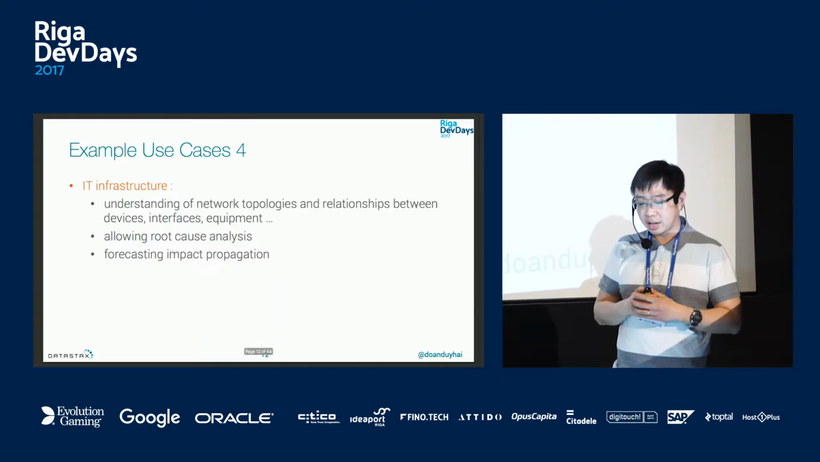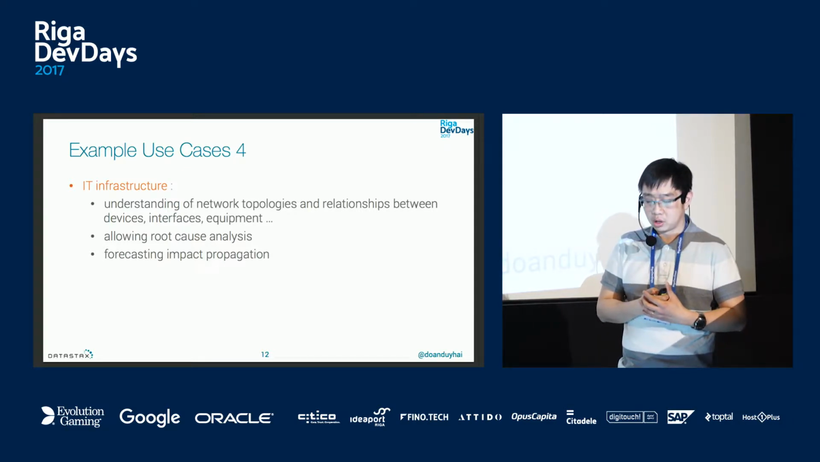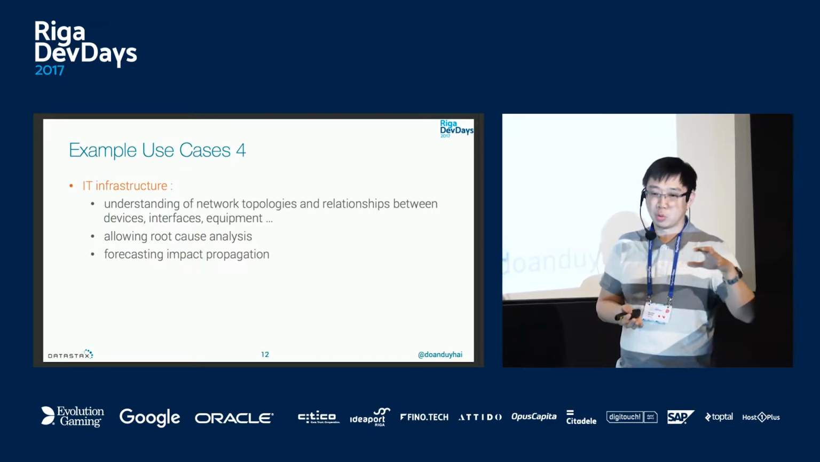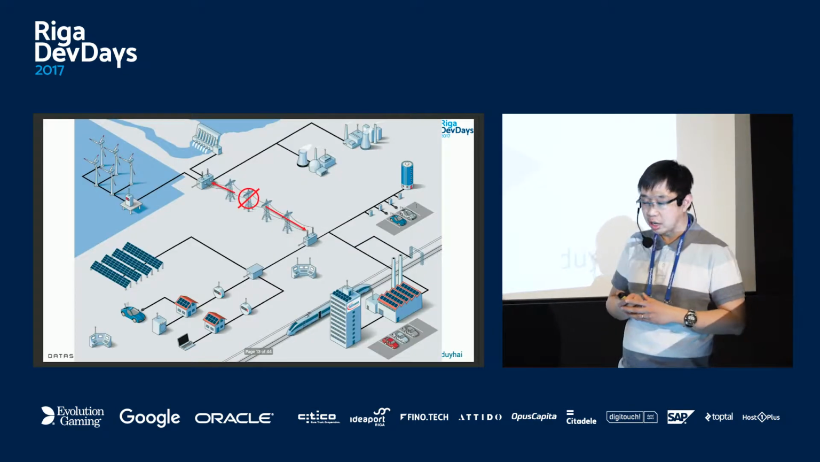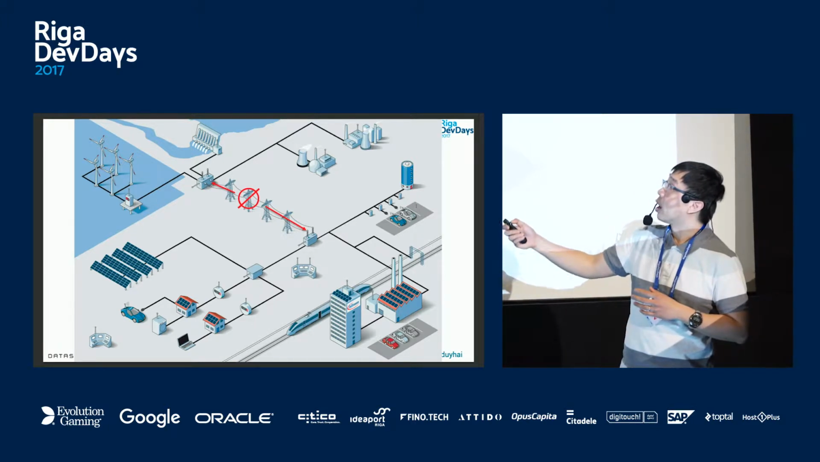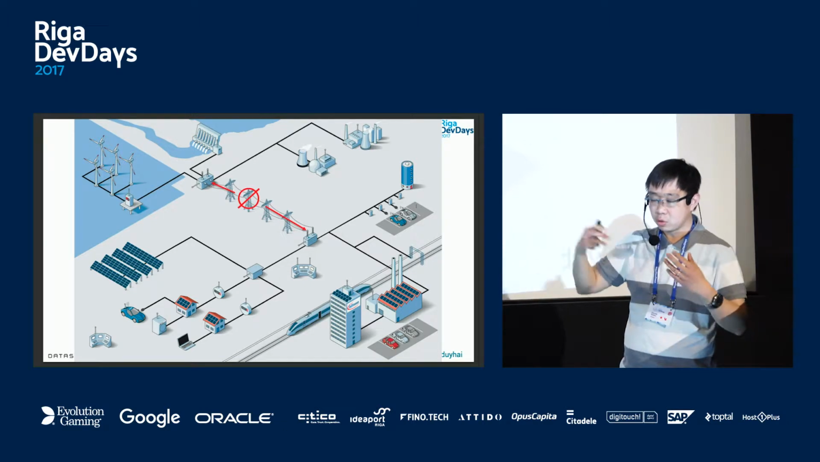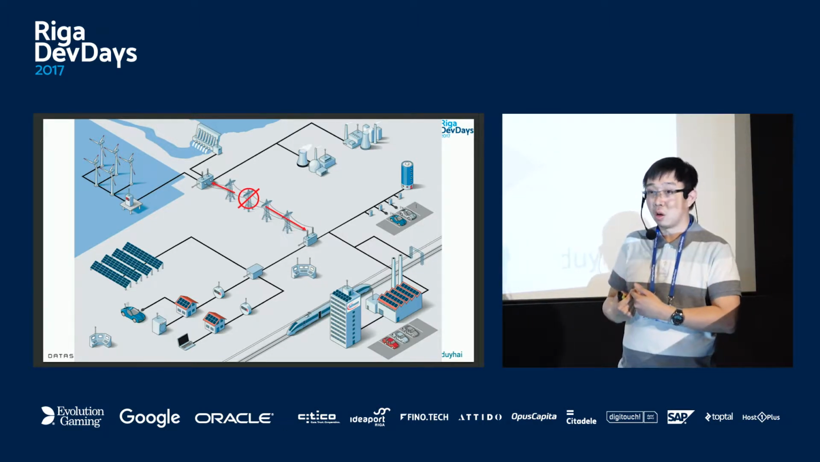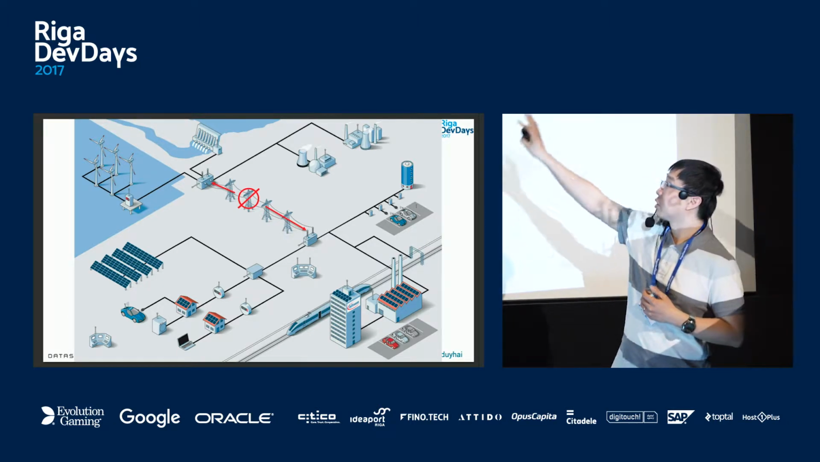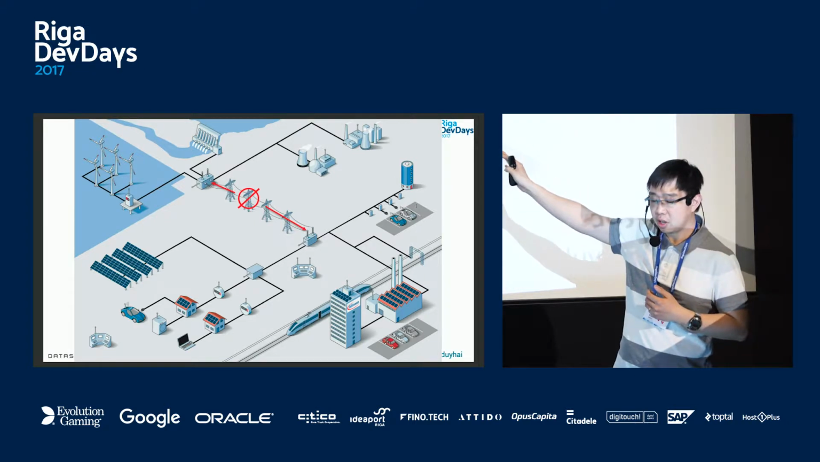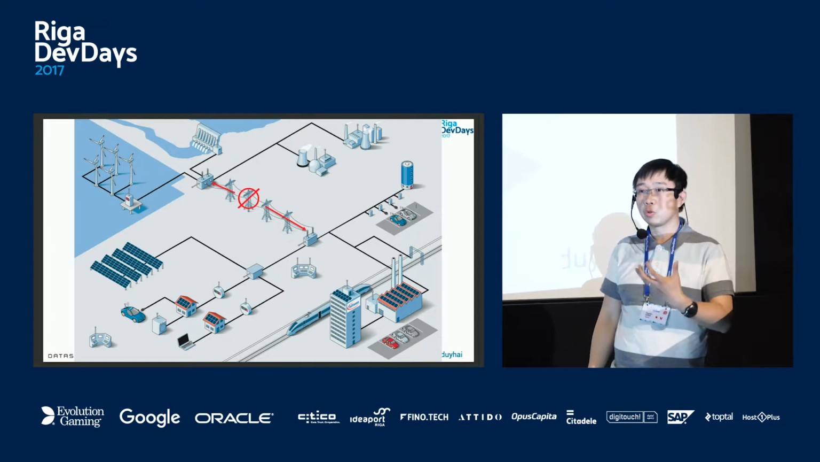And the last use case I can see is for managing IT infrastructure. In your infrastructure, you have networks, switches, power plants, and so on. So imagine that here I have a power plant, and this equipment goes down. I want to know, if this equipment goes down, what are the impacts on all the equipment after that? You have a power shortage, of course, and before the equipment, you have a power surge, right? So a graph will help you to analyze this.